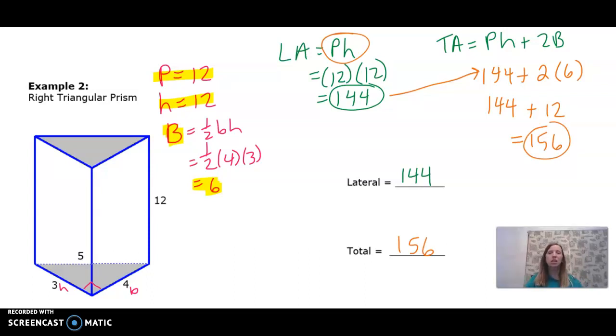So this one does take a little bit of work. You do have to know on the triangle which side is the base and the height. So when you use the area formula for a triangle, you know how to find the area of that. Remember, the base could be anything. And you have to be able to find the area of that base because that's what the B stands for.